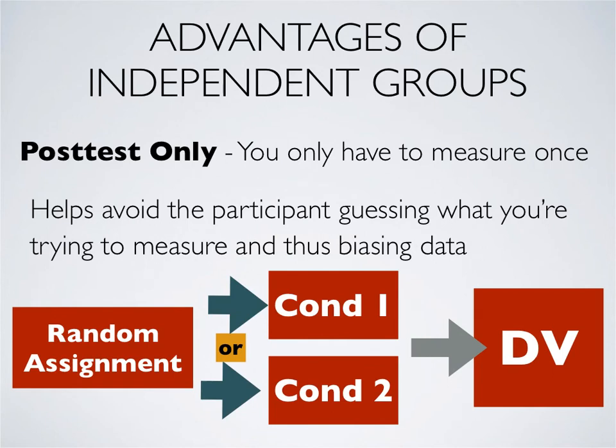Okay, so now let's go over some advantages and disadvantages of each type of design. So the advantages of the independent group post-test only design is that you only have to measure once, right? So this is nice because it helps you avoid having the participant guessing what you're looking for, right? If you can imagine if you're asking about their anxiety before they participate, if you're taking some measure of their heart rate beforehand, they'll start kind of guessing what you're looking for, which might bias the data.